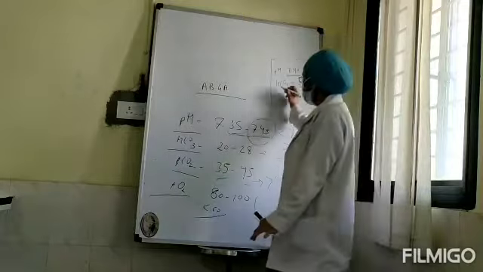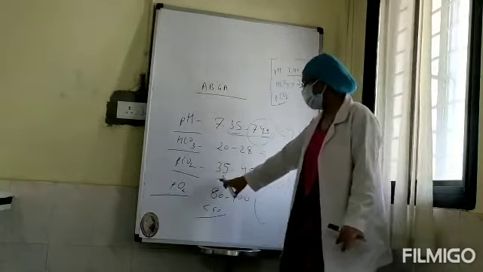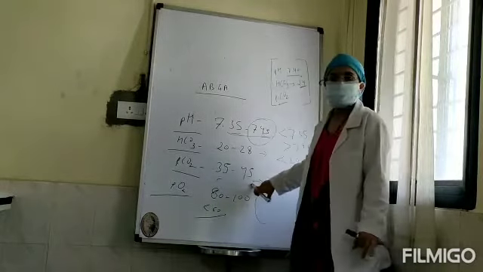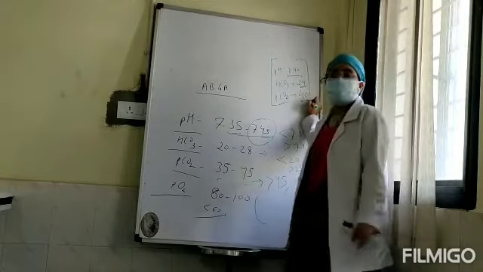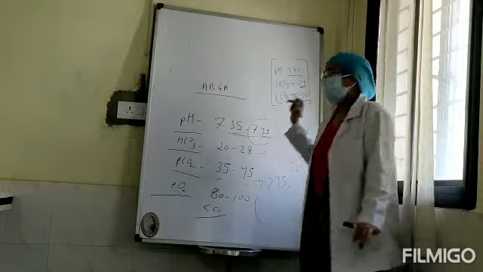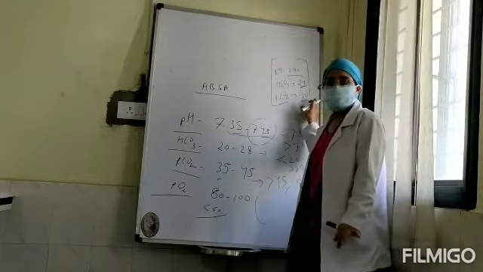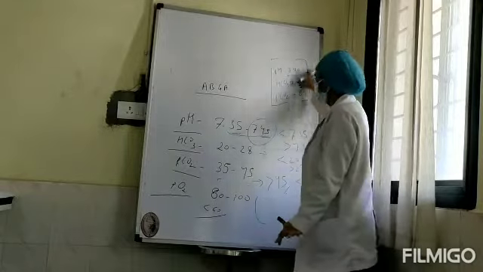Correct? Then the third is PCO2. Similarly, for PCO2, what would be the mean value? Very good, 40. So for me, 40 is the normal value. Anything less than 40 is respiratory alkalosis. Anything more than 40 is respiratory acidosis. Clear? So this is the normal value for reading an ABG.